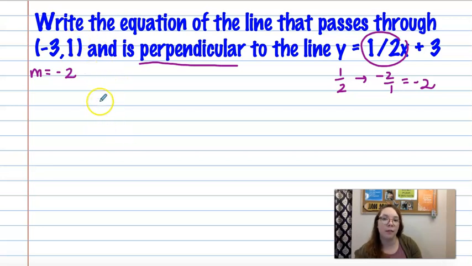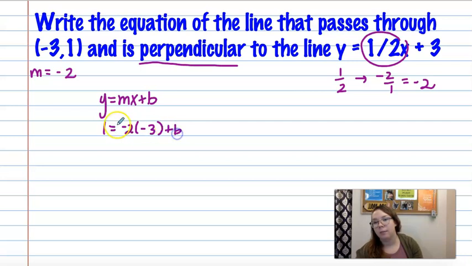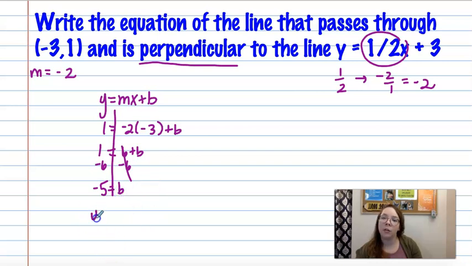So let's say I use my find b method. y equals mx plus b. I know my y is 1, my slope is -2, and my x is -3. So you get 1 equals 6 plus b. I'll subtract 6, meaning b is -5. So my final equation is y equals -2x minus 5. If you use the second method, you should get the exact same answer.